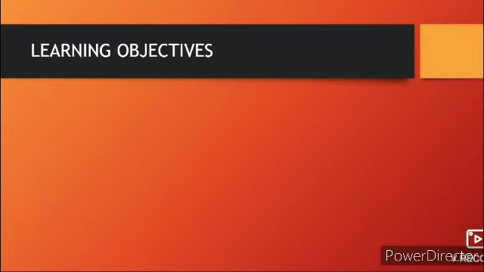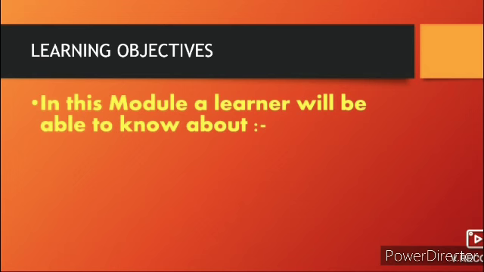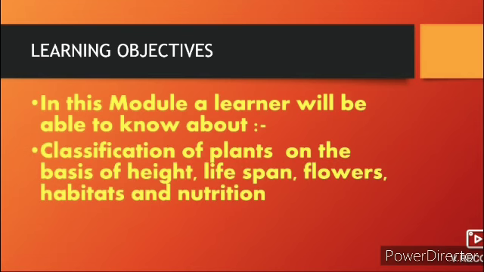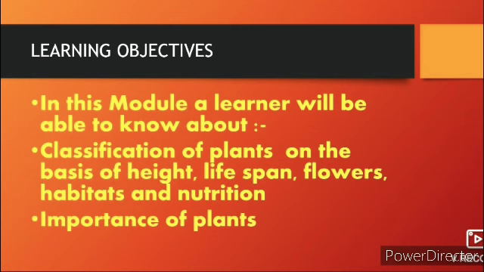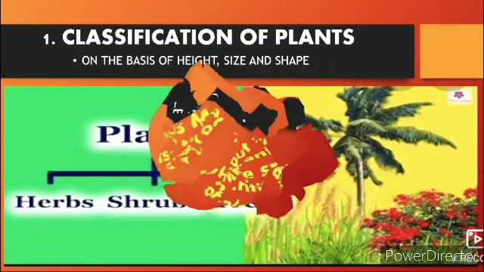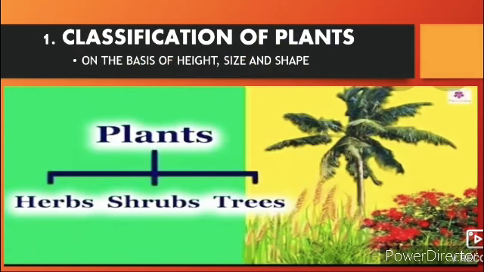Learning objectives. In this module, a learner will be able to know about the classification of plants on the basis of height, lifespan, flowers, habitat, and nutrition. We will also know about the importance of plants. Now let us see the classification of plants.